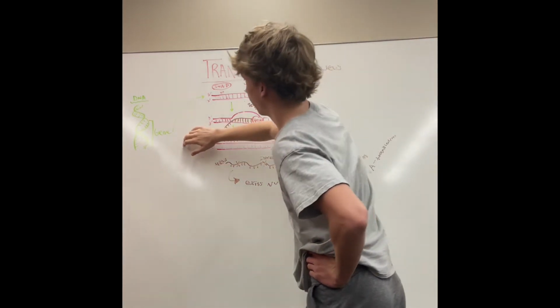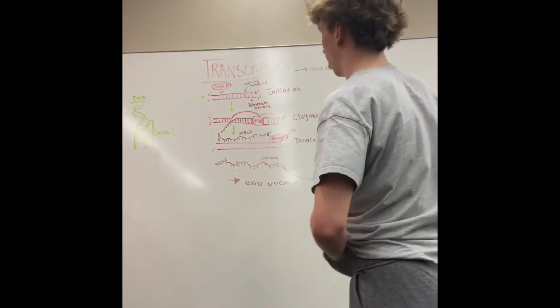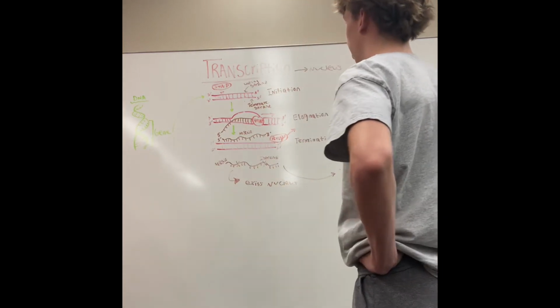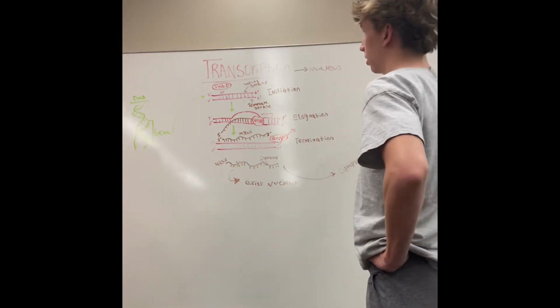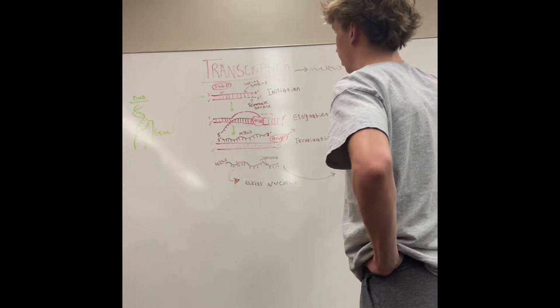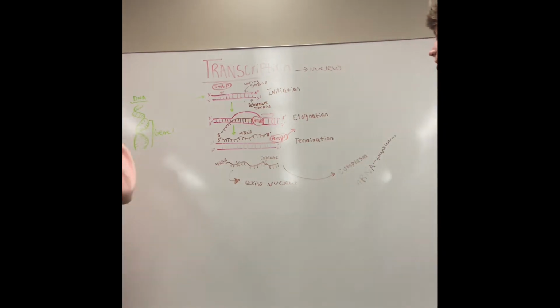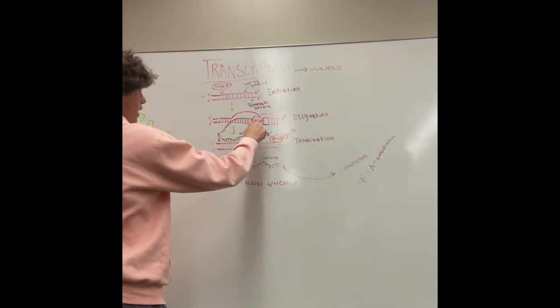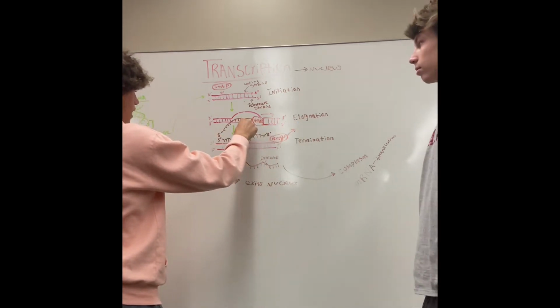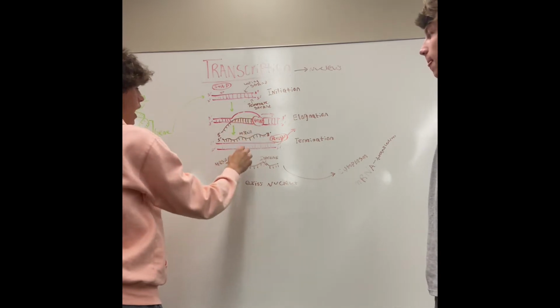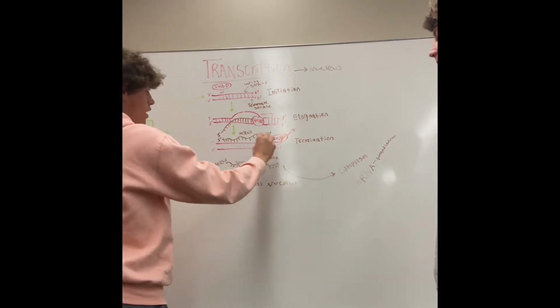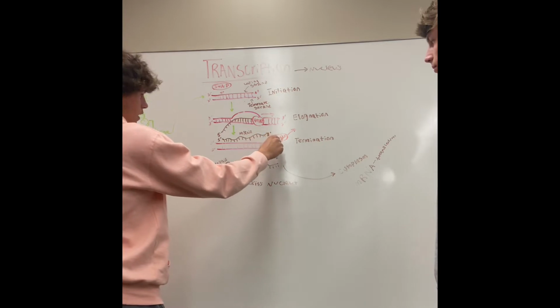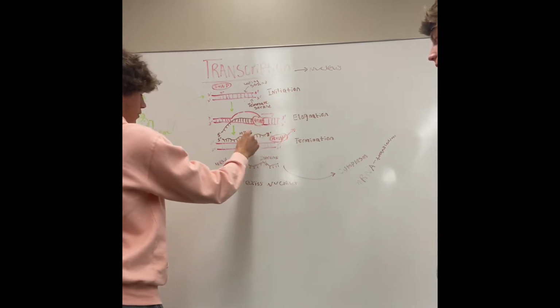A gene is taken from the DNA, and in the process of initiation, RNA polymerase attaches to the template strand. Then through the process of elongation, RNA polymerase moves down the template strand and creates a copy called mRNA. Then through the process of termination, the DNA zips back together, RNA polymerase leaves, and you're left with mRNA.